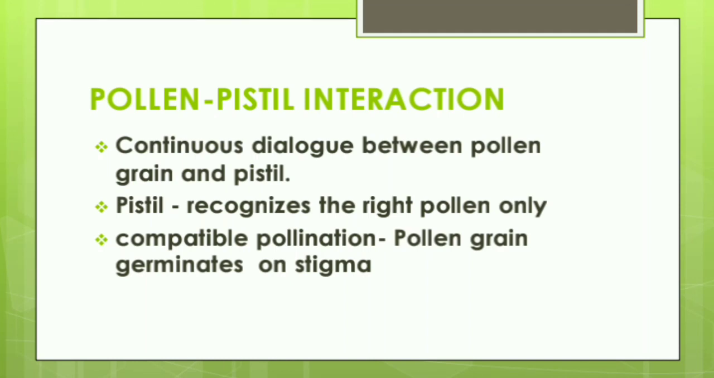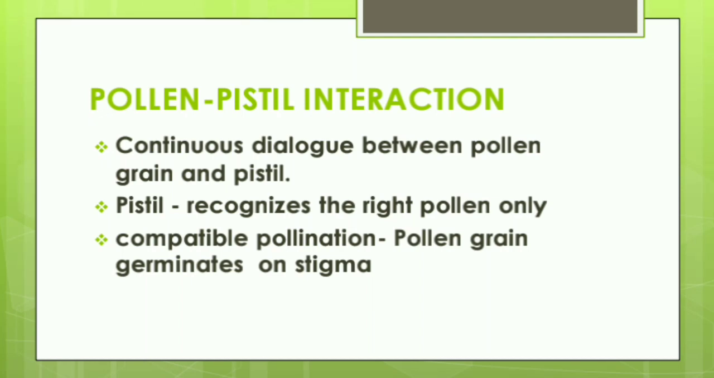Pollination does not guarantee the transfer of the right type of pollen, that is the compatible pollen, to the stigma. Often the pollen of the wrong type, either from the other species or from the same plant, also land on the stigma. Now the pistil has the ability to recognize the pollen, whether it is of right type, that is compatible, or it is the wrong type, that is incompatible.